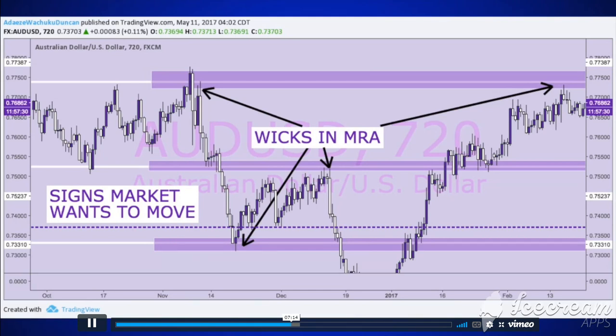Okay, hopefully that's making some sense to you. Remember, you want to look for wicks in major reversal areas because they are a sign that price wants to go a different direction.